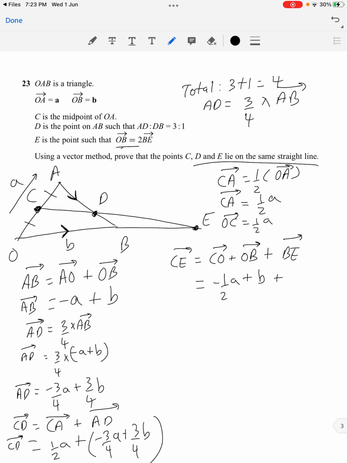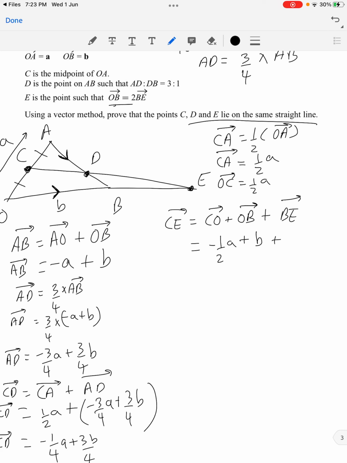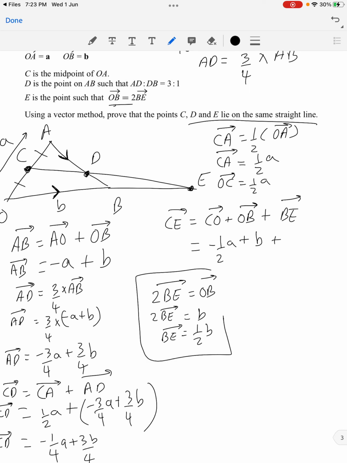And now we're going to go for BE. Since we know that OB is equal to B, and OB is twice BE, we can find out what BE is. So it's like saying that 2BE is equivalent to OB, right? And OB is B. We know that BE should be half of B. So this individual portion just tells you that it's half of B. So we can just put it there, BE is equal to half of B, and we just add it up there.